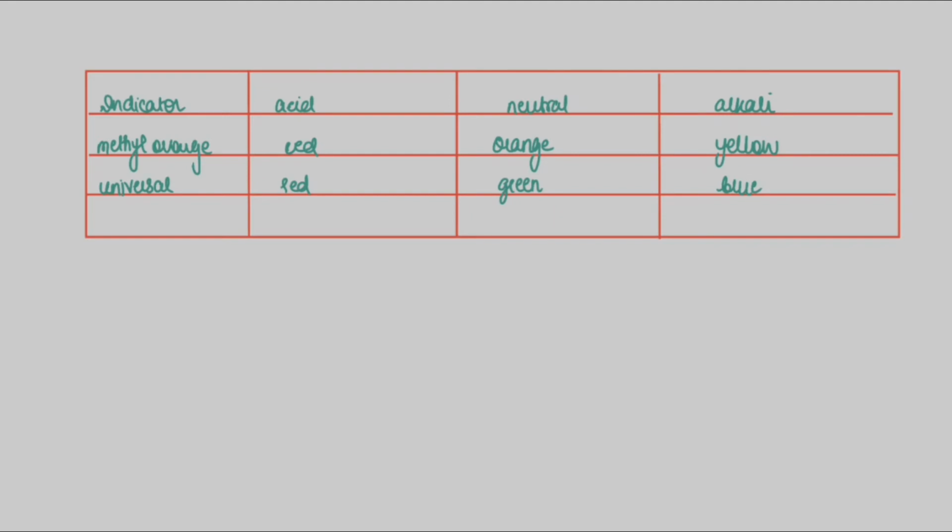Next, phenolphthalein. So we have phenolphthalein. Now it's also pronounced as phenolphthalein. So the color of phenolphthalein in acid is colorless. In neutral condition it's also colorless, and in alkaline conditions phenolphthalein is pink. Alright.